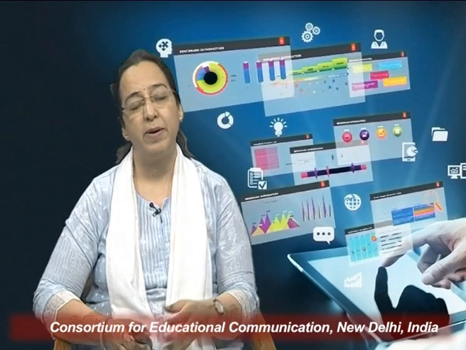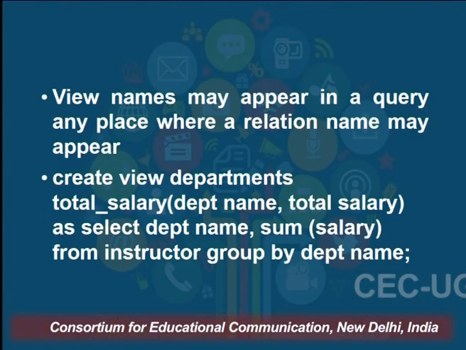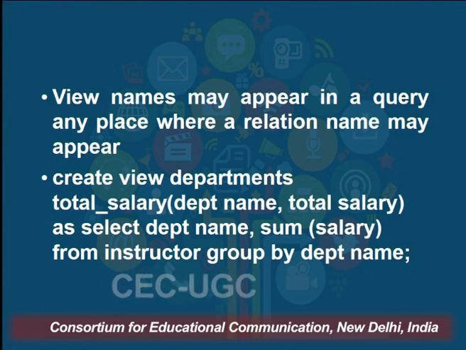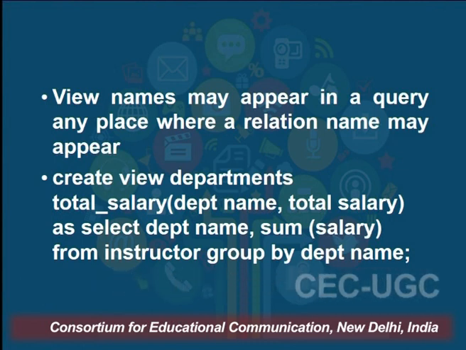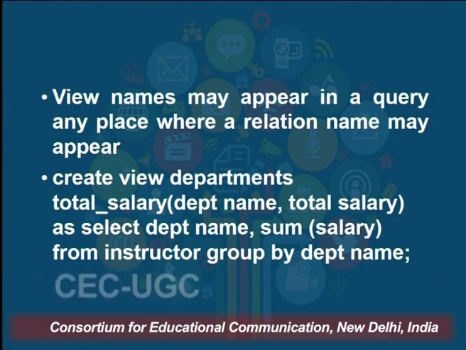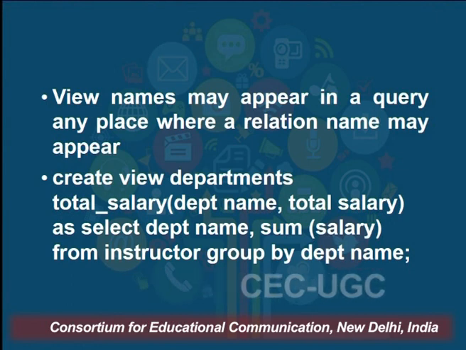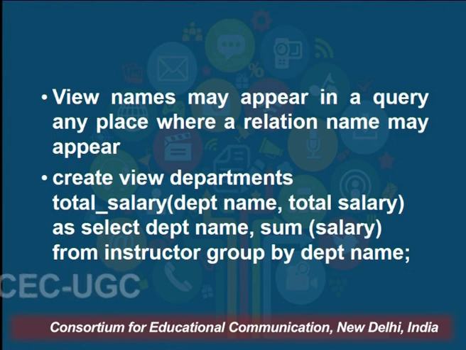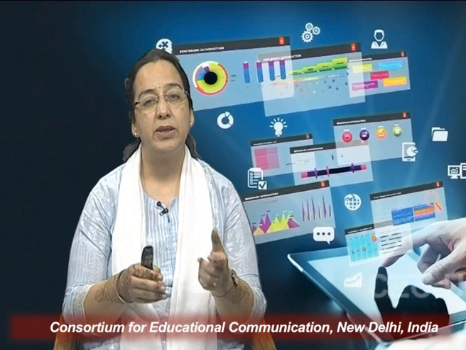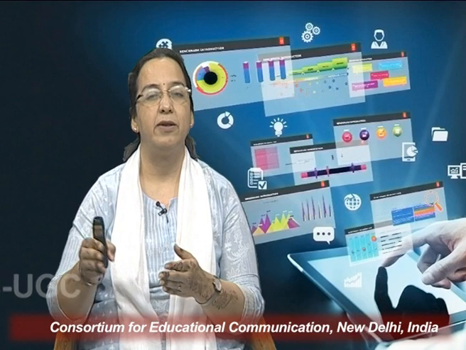So here we are going to create a view. The name of the view will be department total salary. The two fields in this view will be department name and total salary. The department name field is going to contain the plain department name, while the total salary is going to contain the sum of the salary given to that department, grouped by department name. So for example, let us say the computer science department has 4 instructors getting salaries A, B, C, D. So for computer science, the sum of the salary will be A plus B plus C plus D.